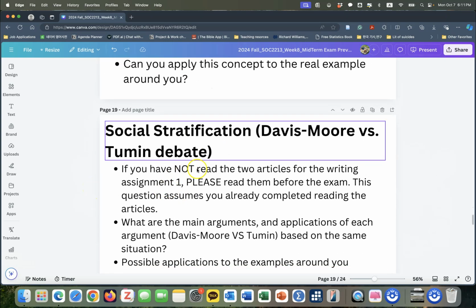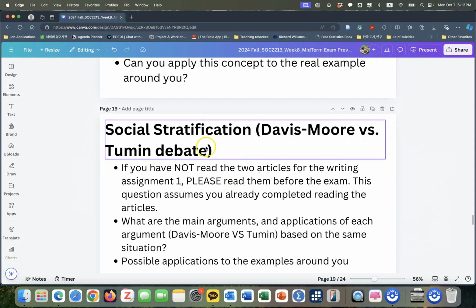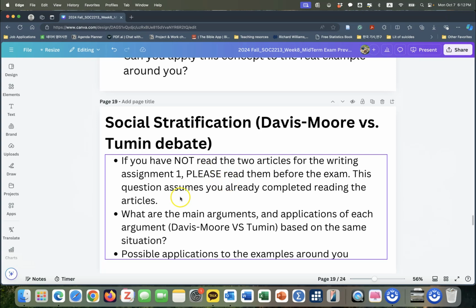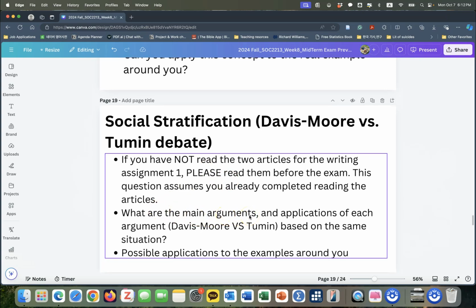Lastly, if you have not completed your writing assignment yet, please make sure to work on that, because in this one, the PDF files are not provided during the exam. So please make sure to read over those two articles and prepare for this question. What are the main arguments, the conceptualization, and some possible applications of each argument, and how do you apply your examples to yourself or others? It might be an easier question if you worked very hard on writing assignment one, but if you have not finished it, or if you skimmed the articles a lot, it might be a little more challenging. That's why I'm emphasizing this a lot.